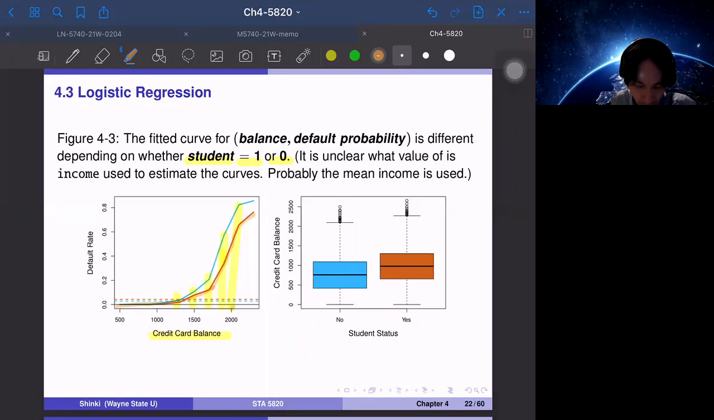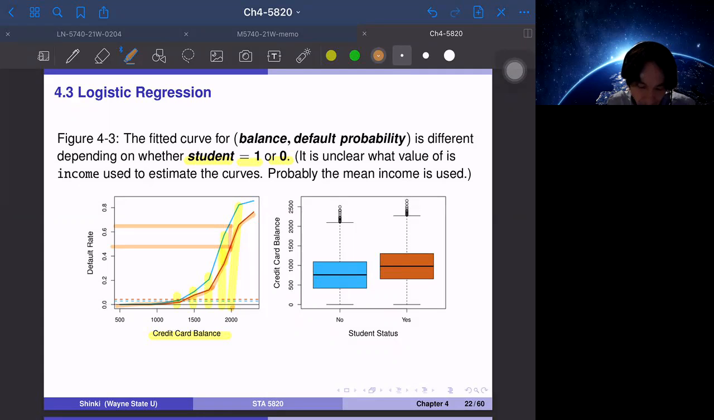So if the balance is $2,000 and he's a student, the default probability is 0.5. That is pretty high. And if a non-student has a $2,000 balance, then the default probability is probably 0.65. So it's even larger.